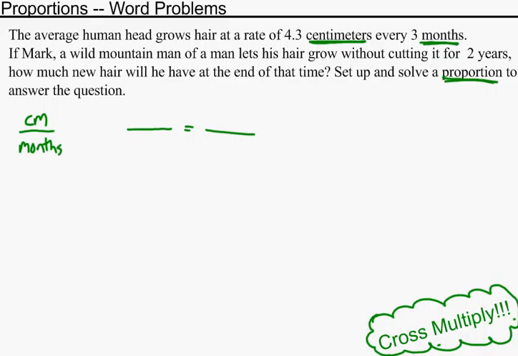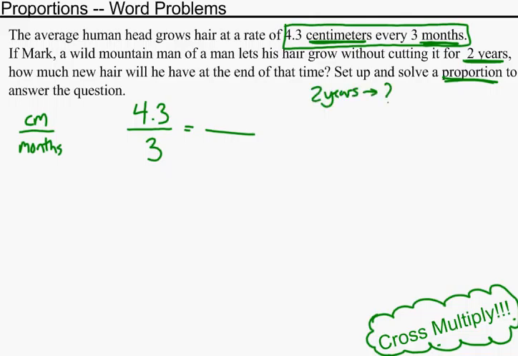So for my first fraction, I use the information that comes from the first part of my problem. 4.3 centimeters matches up with 3 months. So 4.3 on the top, 3 on the bottom. I keep reading, and it says that he's going to let it grow for 2 years without cutting it. The problem is I don't have years anywhere. So I have to think 2 years is going to correspond with how many months. And since there are 12 months in every year, that's going to be 24 months. So I can go ahead and place a 24 underneath my months.